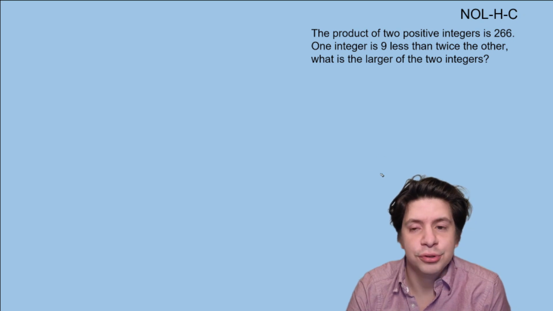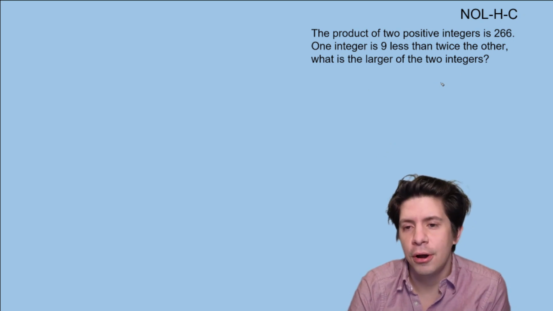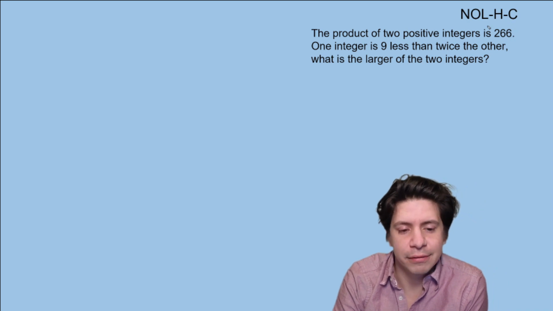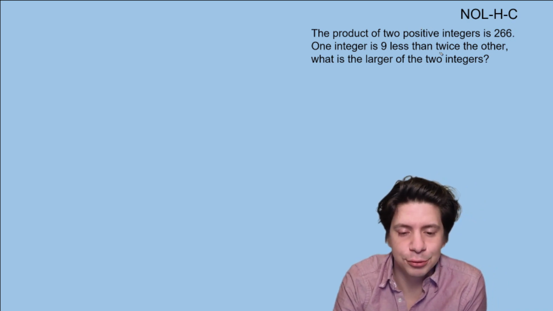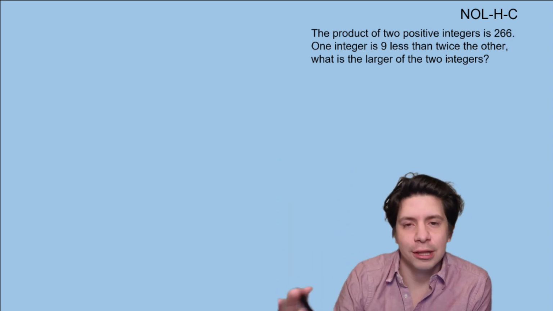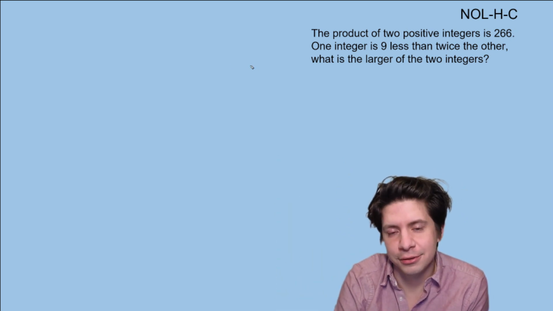All right, today we're doing nonlinear functions, hard level. This is going to be category C, where you have the product or quotient and sum or difference of two numbers, where you have to find them using that information, and one of them is sort of a complicated relation to the other. So let's try it out.